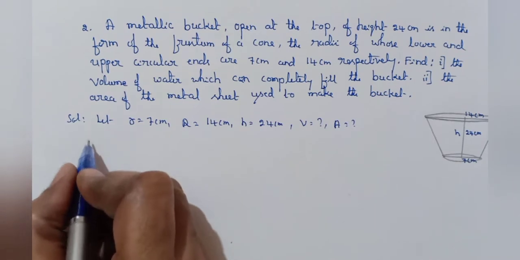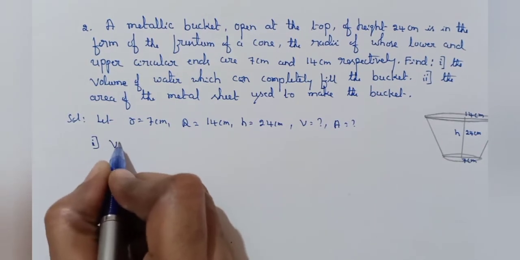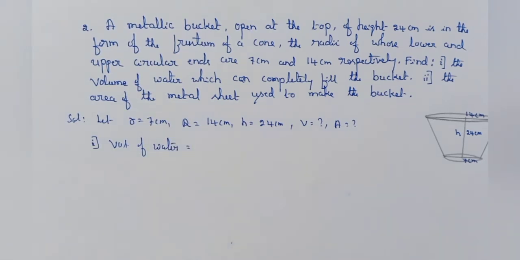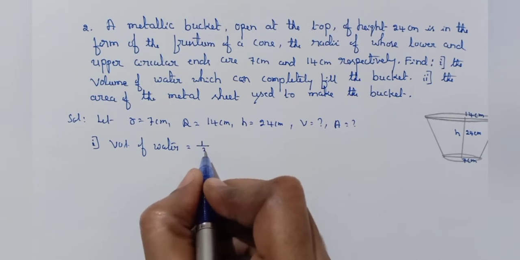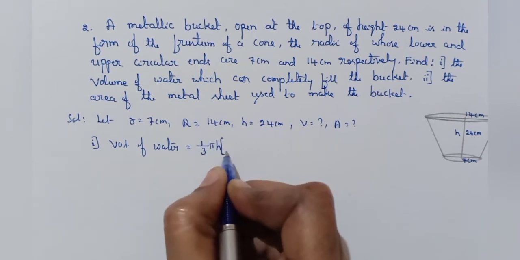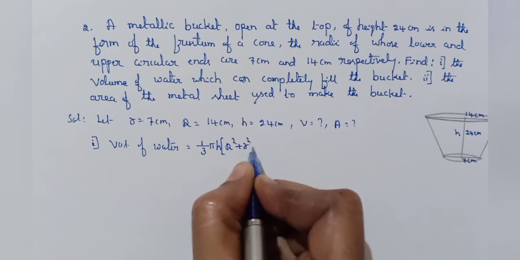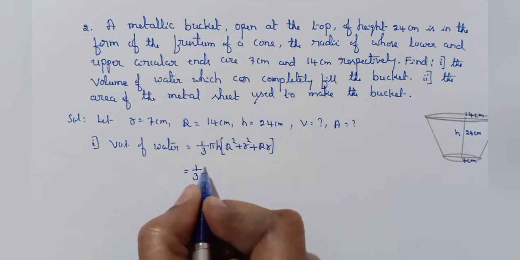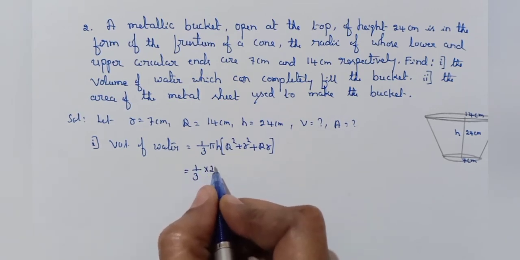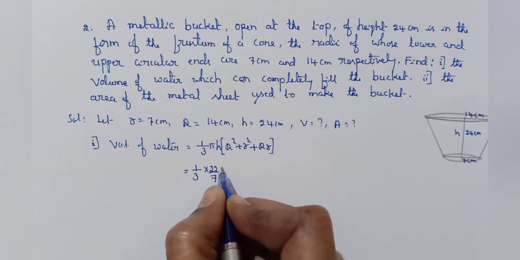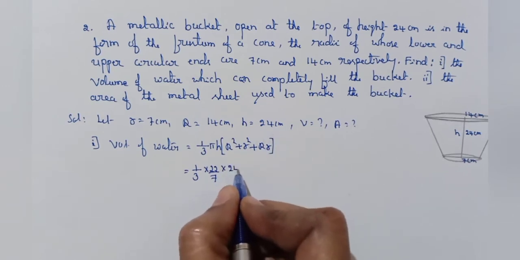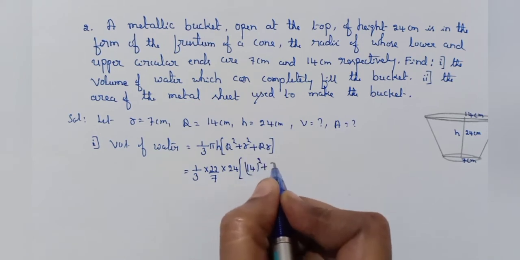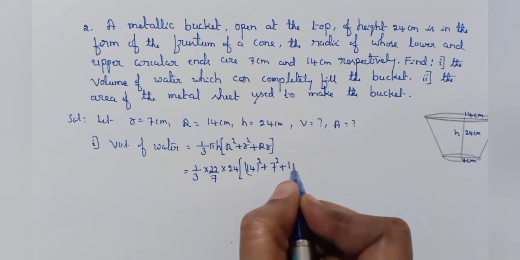You know the volume of the frustum. Volume of water is equal to volume of frustum, that is 1 by 3 pi h into capital R square plus small r square plus capital R into small r. 1 by 3 pi, substitute 22 by 7, into h is 24, capital R is 14 square plus small r is 7 square plus 14 into 7.